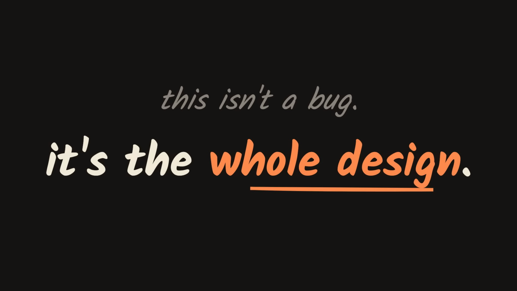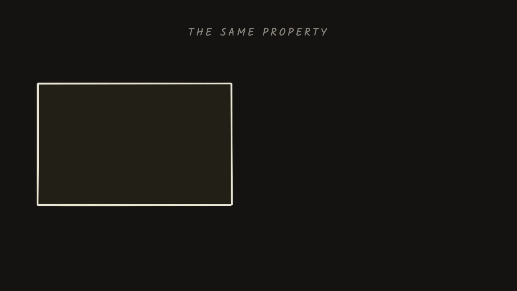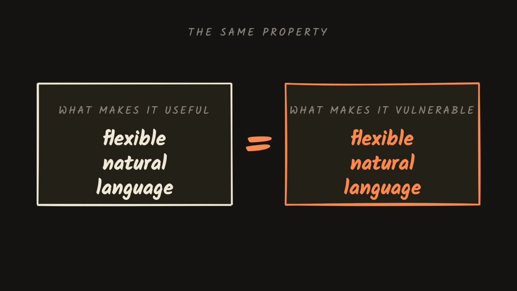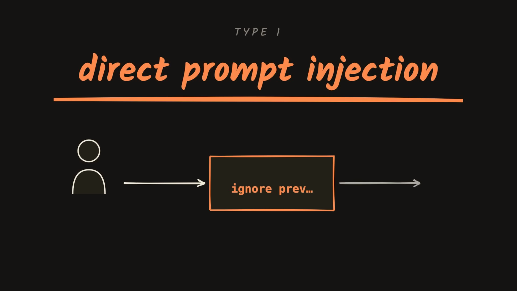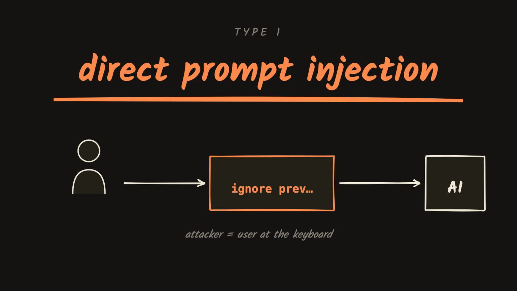This isn't a bug. This is the whole design. The thing that makes LLMs flexible and useful, their ability to take natural language and figure out what you want, is exactly what makes them vulnerable. You can't separate those two things. Now, the person typing ignore previous instructions into a chat box, that's called direct prompt injection. The attacker is the user. They're sitting at the keyboard trying to override the system.